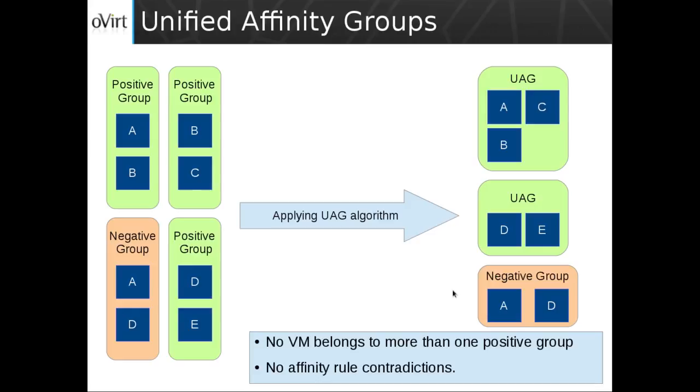What's important to notice here is that no VM belongs to more than one positive group after applying the UAG algorithm. You can see A is only here, B is only here, E is only in this UAG, and that's okay because they are in the negative group. So it's fine to have them both here and here, for example. Another thing is that we know there are no affinity rule contradictions, which makes our life simpler when we want to enforce the affinity rules.